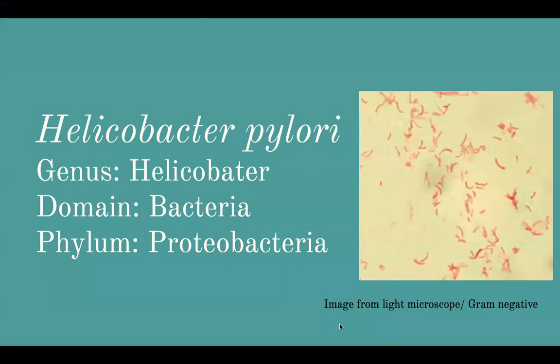My pathogen is Helicobacter pylori. Genus is Helicobacter, domain bacteria, phylum Proteobacteria. And on the right-hand side is an image from a light microscope showing that the bacteria is gram-negative.